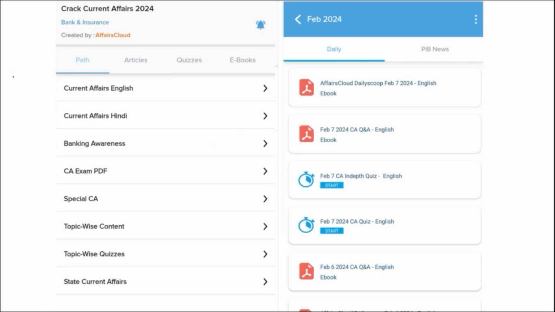Our first segment is daily current affairs. We make sure to provide you current affairs on a daily basis in both English as well as Hindi content. The PDFs for the same are uploaded on our application, and apart from this, we also provide you with quizzes that will help you revise the content after you have gone through the PDF.